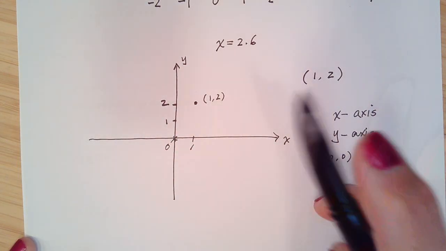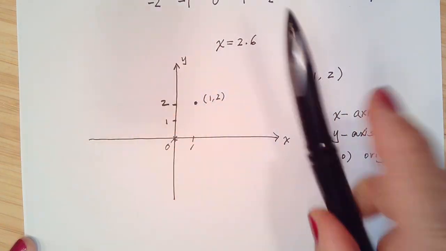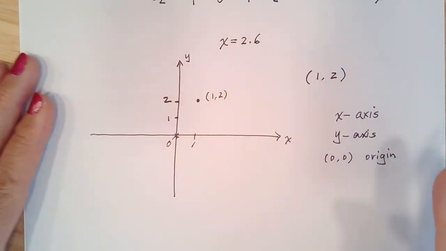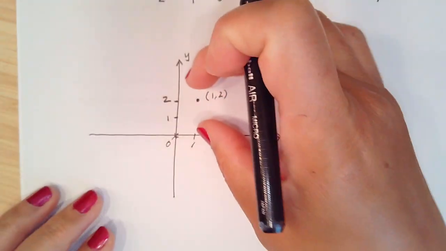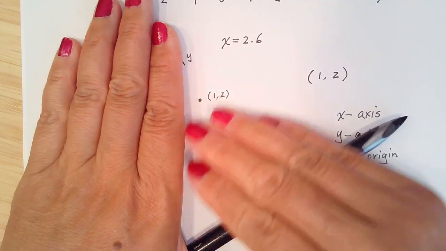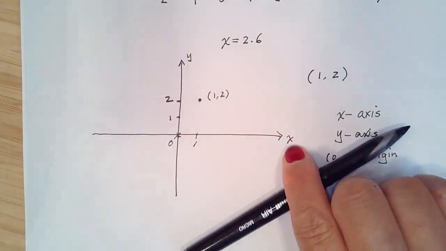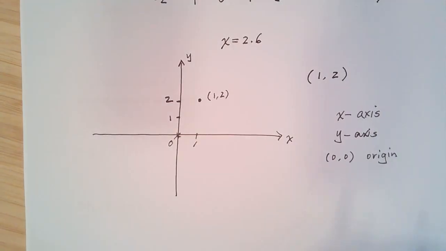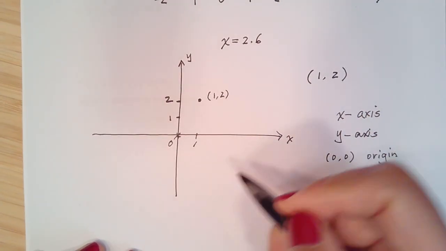Now these two lines, or these two axes, cut this space into 4 regions. Did you see that? So here's one region, and here's another region, and here's another one, and here's the other one. We call those quadrants.